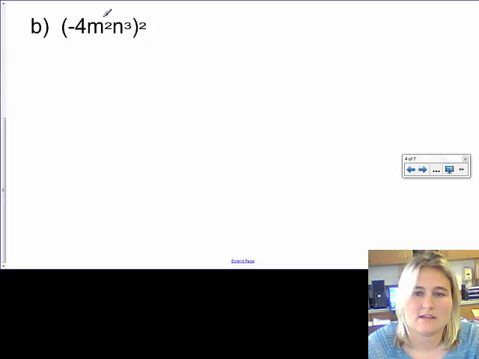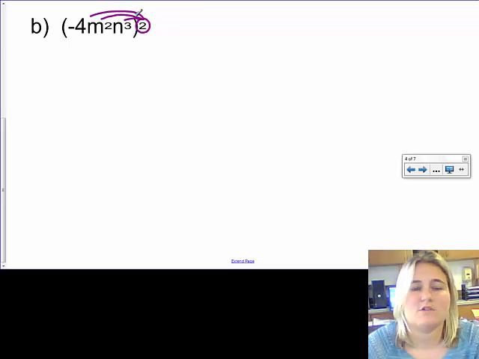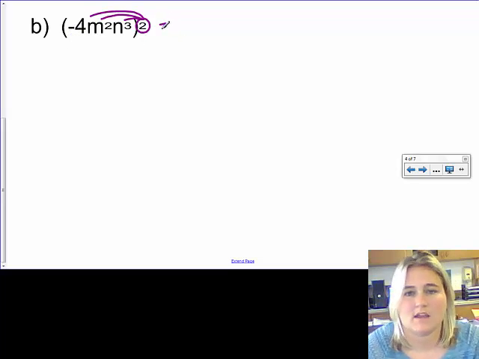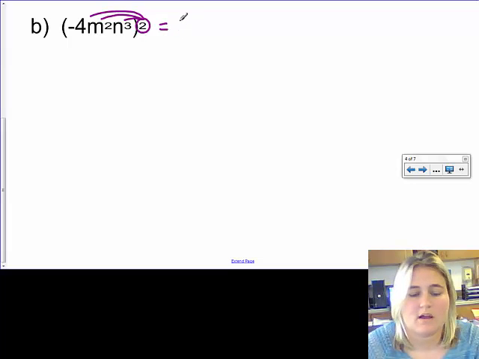On B, what you need to do is the exact same thing that we did on A. We're going to take this power out here and distribute it to each part of the product on the inside. Now, when I take it to the -4, it's very important that I leave that -4 in parentheses, because if I don't, it's not going to give me the same answer.